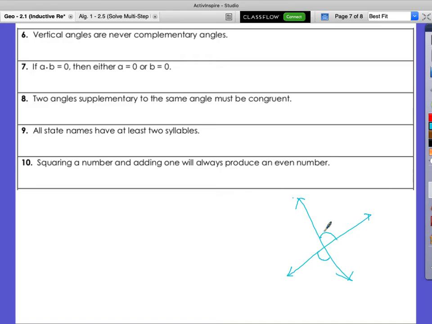Is that true? No. That would be false, because you can have 45 and 45. They could both be 45 degrees. So if this is 45 degrees, and this is 45 degrees, does that add to 90? Yeah, so then they would be complementary.